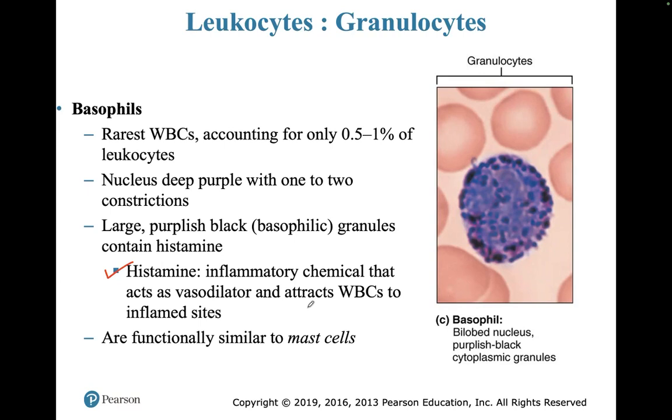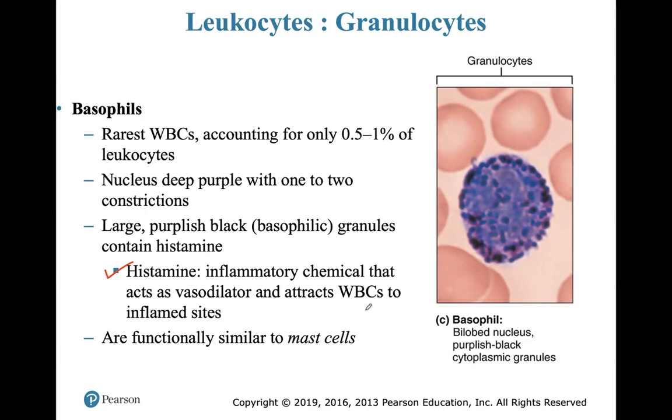Suppose you have an infection somewhere. So you need to have more blood in that area. Why? Because more blood means you will have more WBCs in that area. So you need to take care of that infection. So histamine will work like an inflammatory chemical. It will dilate the blood vessels so that more blood can come into that area and take care of that infection. So more WBCs are available in that area.